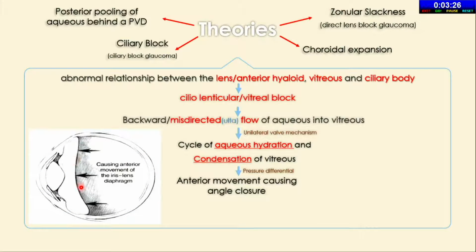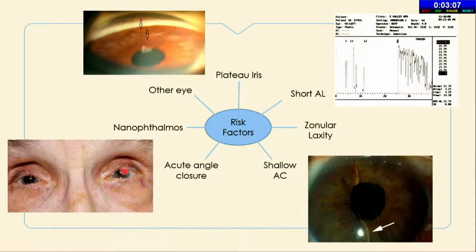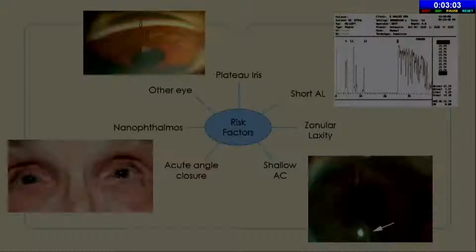This condensation further prevents the aqueous from moving out and causes an increased pressure differential in the posterior segment, leading to the forward movement of the iris-lens diaphragm, precipitating an attack of malignant glaucoma, which is another name for this condition. So there are certain risk factors we must note pre-operatively that will help us be extra vigilant in the post-op period looking out for this condition.